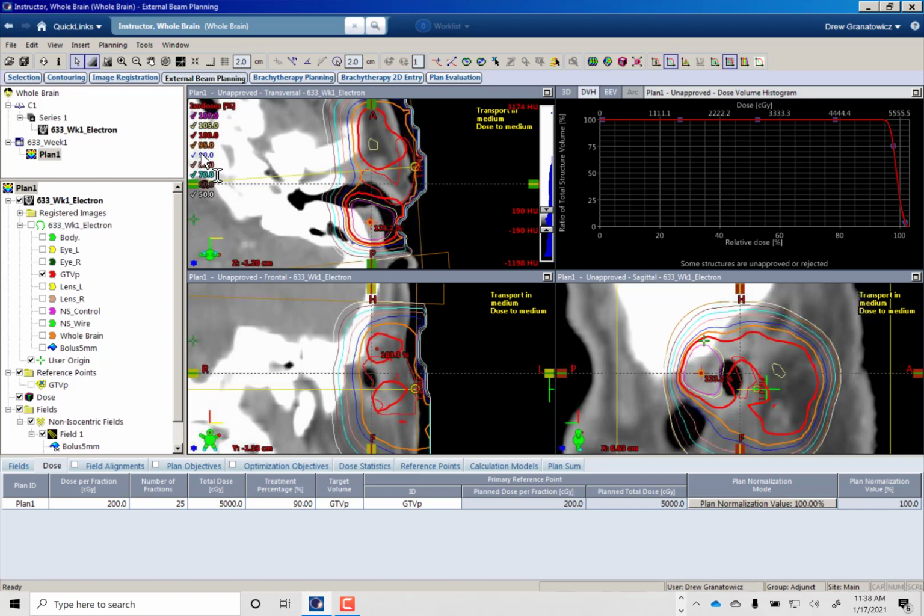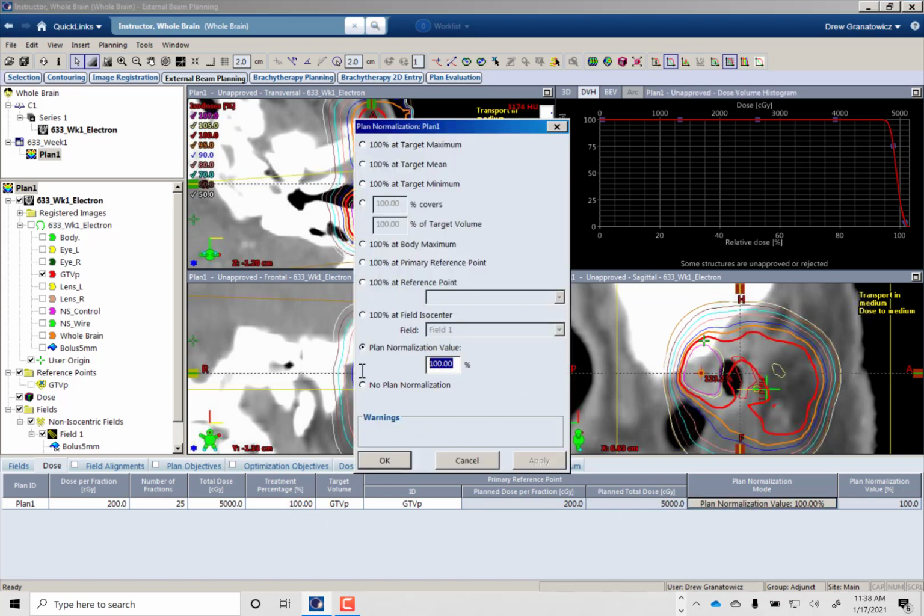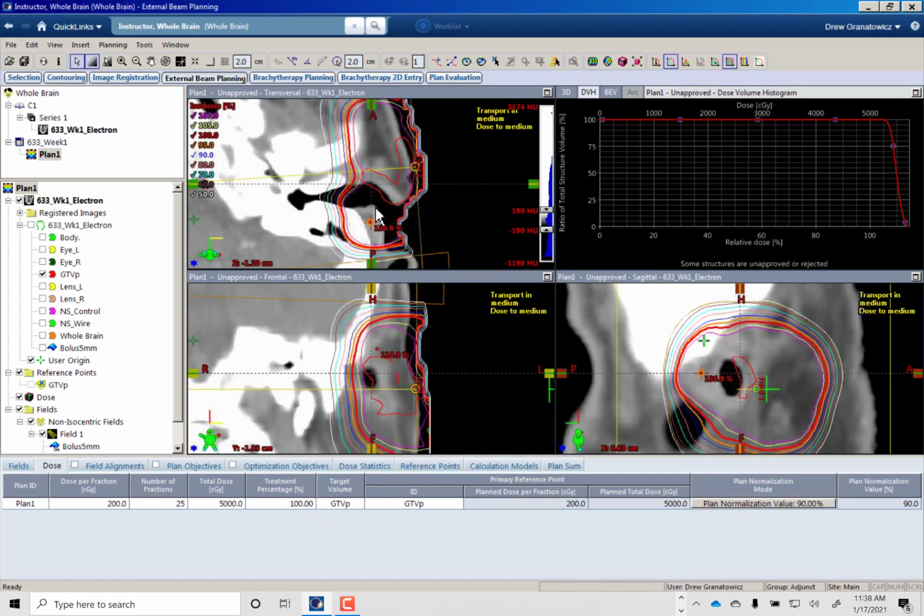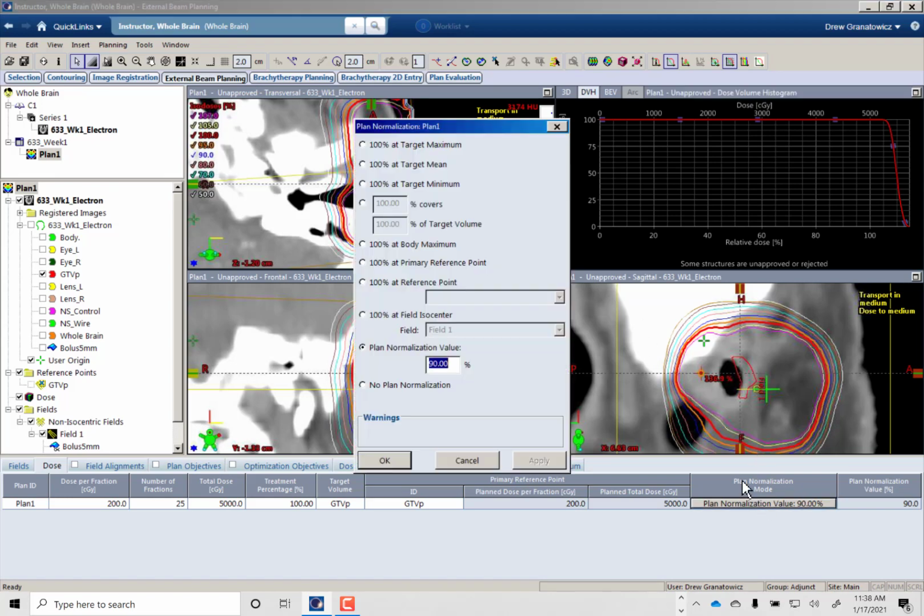So this 90 is now giving 5,000. And it's easy to forget that, or if a physician comes to review, they might not notice that. So in general, we always leave this at 100 and change this one over here. So we'll prescribe to 90% over here. But before I do that, let's talk about what Eclipse is doing.